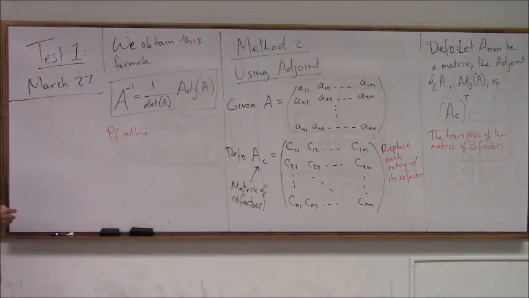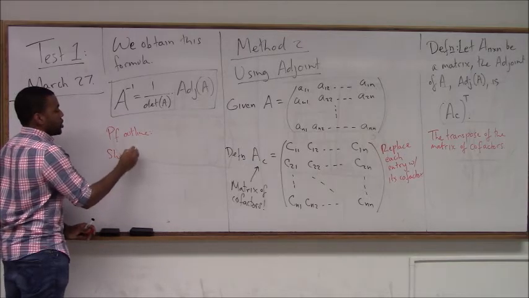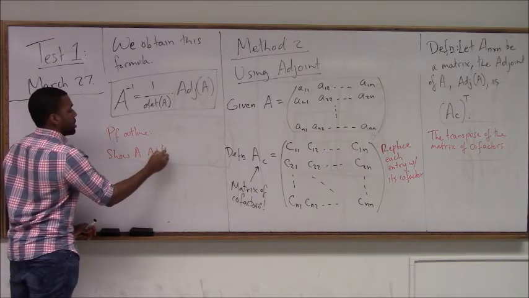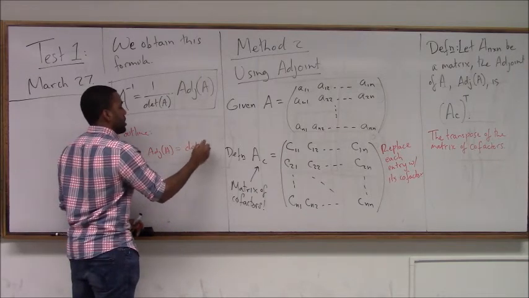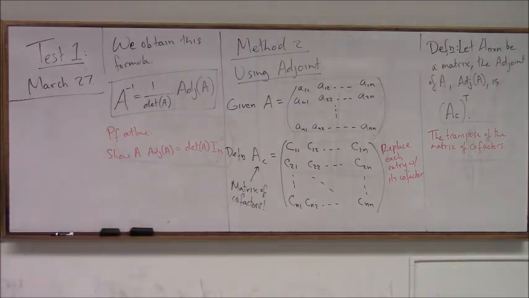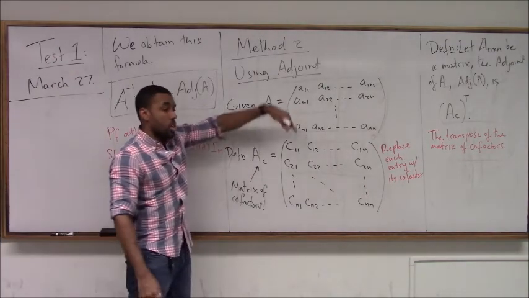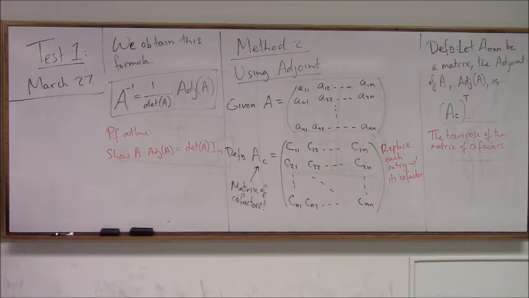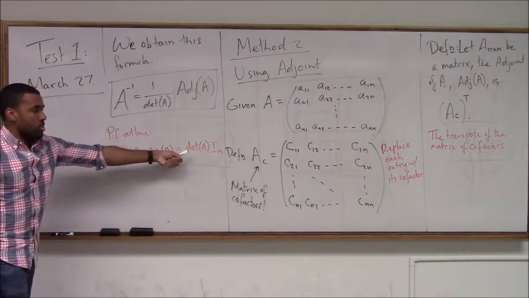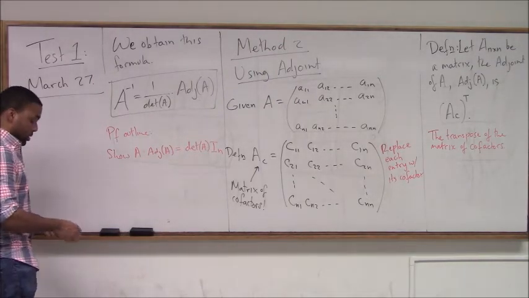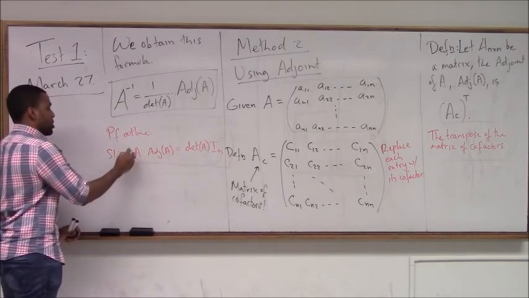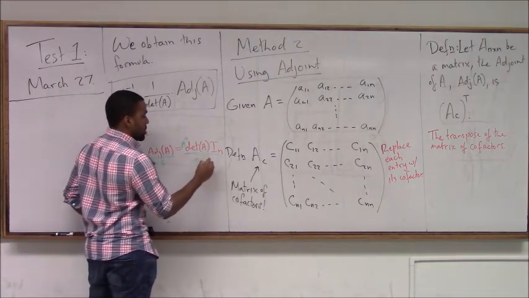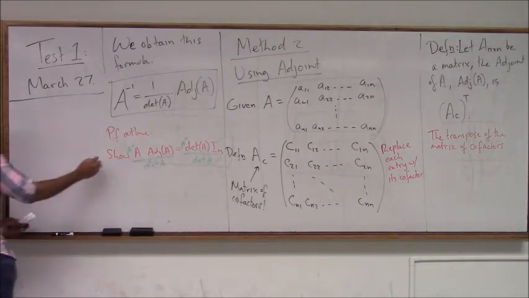Proof outline: you actually compute and show that A times the adjoint of A gives the determinant of A times the identity. At that point, you'll use the fact that if you take a row times the cofactors of another row, you'll get zeros, and you can use that fact to prove this, which I can explain next time as well. And so, knowing that A is invertible, you can multiply both sides by A inverse and then divide both sides by the determinant of A, because there's a theorem that tells us if A is invertible, the determinant of A is nonzero. Then you obtain that equation.